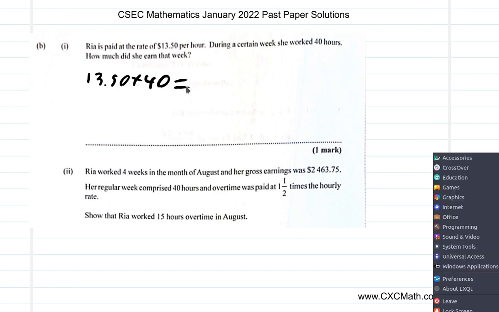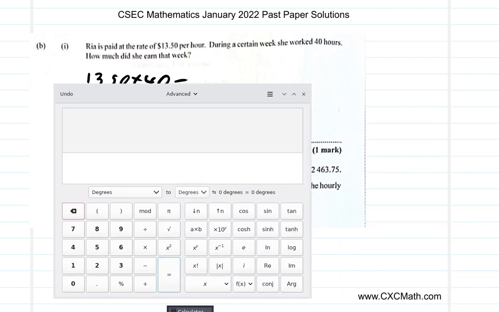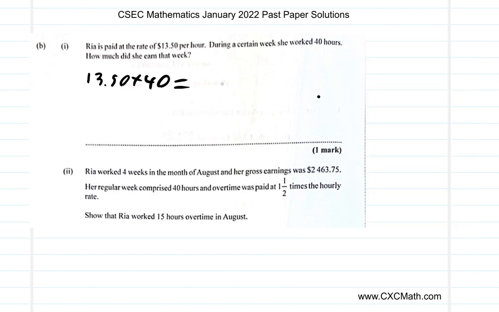Alright? So when you do the multiplication, how much do you get? Let us see. 13.5 times 40 will give you $540. $540, alright?